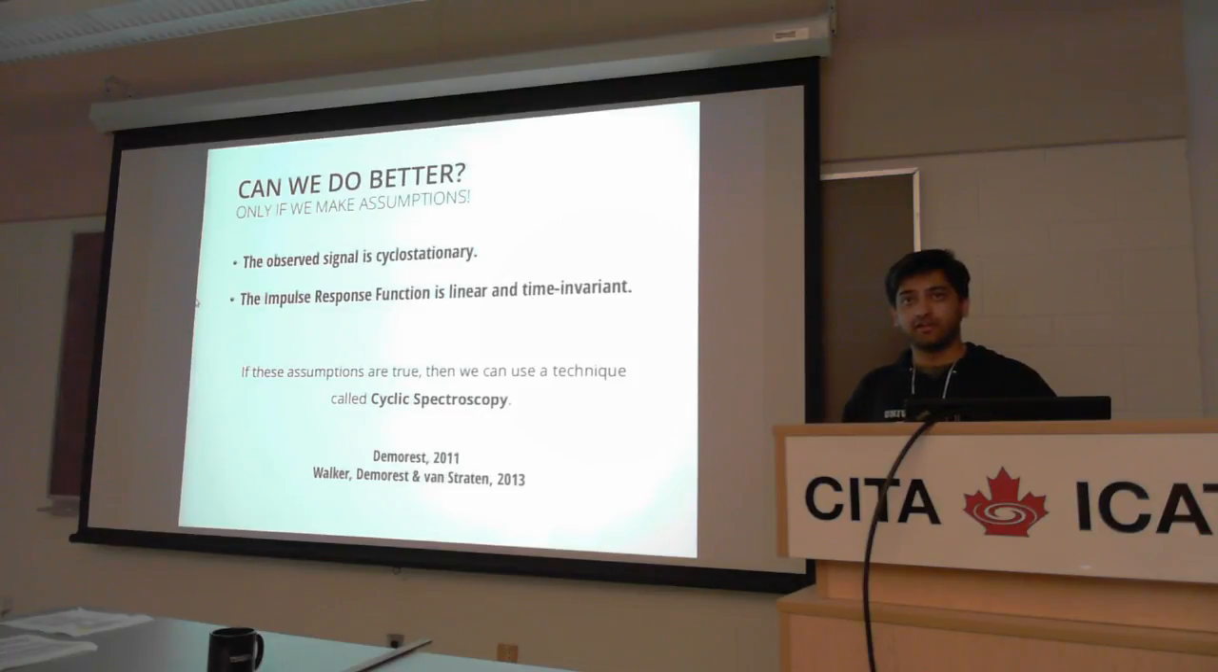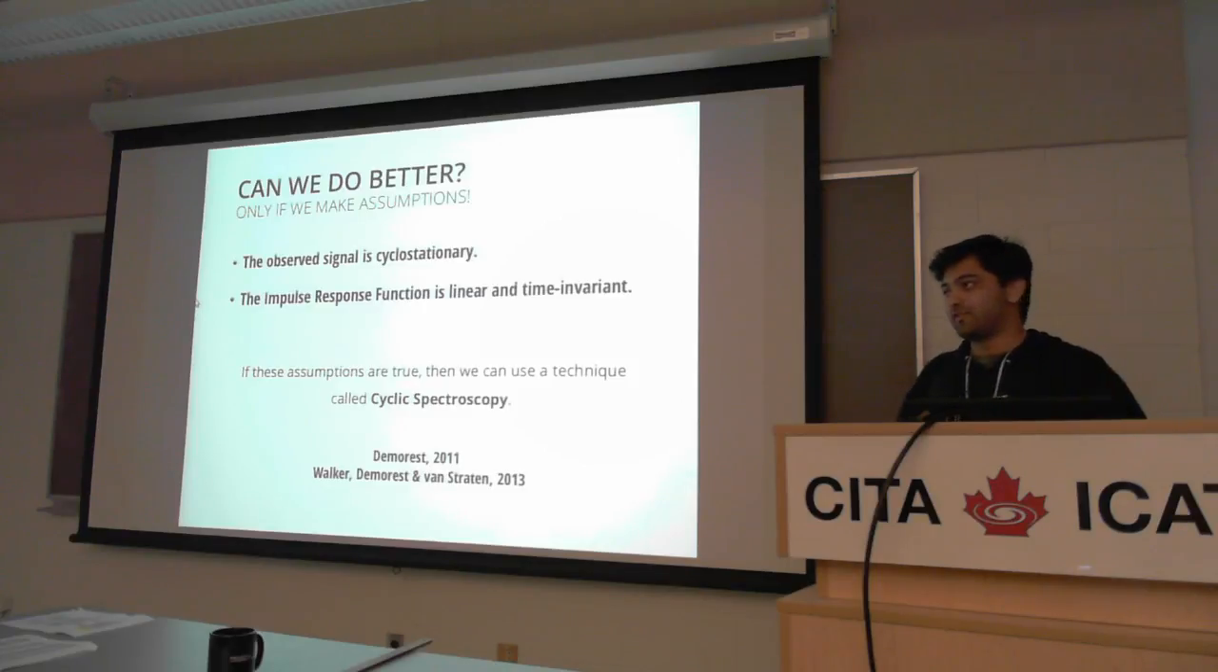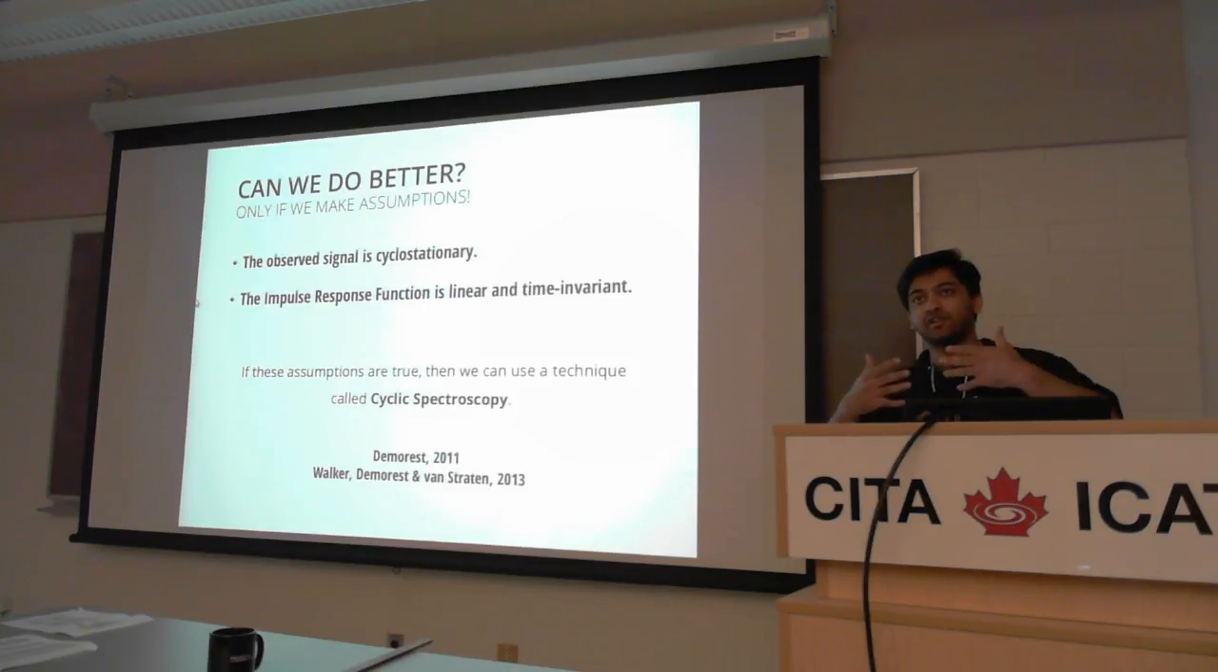Now, we all know that it isn't actually cyclostationary. There's a spin-down rate, so your cycle length keeps changing. Some pulsars have unstable pulse profiles, and there's timing noise, whatever. But if you don't make the assumption, you can't do this. So let's make the assumption and make it happen anyway. And for spin-down, it's fine because you can stretch time to make it seem cyclostationary.